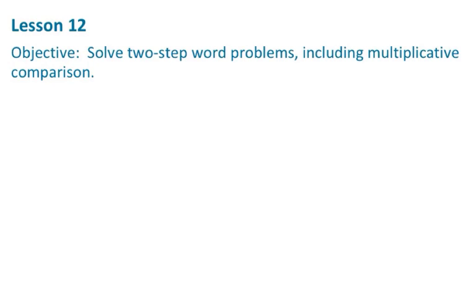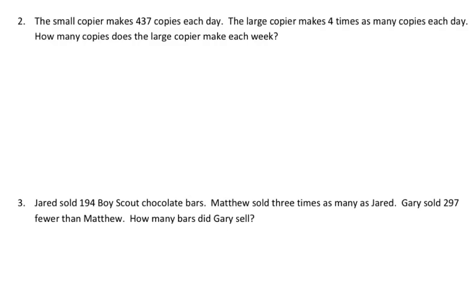This is grade 4, module 3, lesson 12, and the objective in this lesson is to solve two-step word problems, including multiplicative comparison. So we're looking at question number 2 from the homework, and that reads, the small copier makes 437 copies each day. The larger copier makes 4 times as many copies each day. How many copies does a large copier make each week?